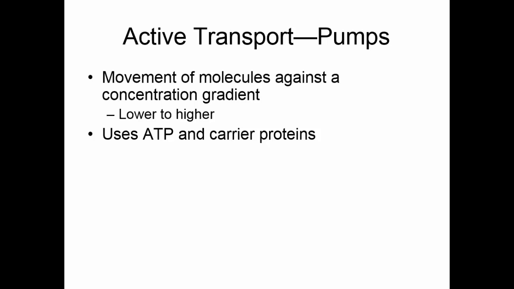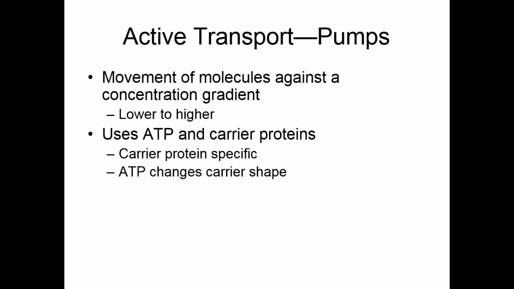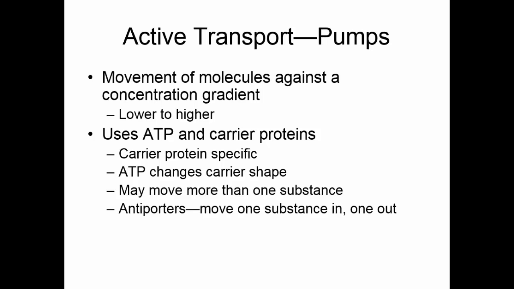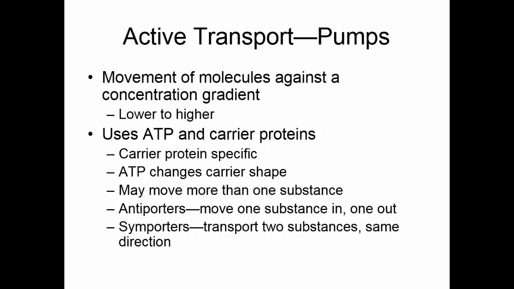If we're going to spend energy, we want to make sure we get the molecule we want. So this carrier protein makes sure we specifically get the required molecule. ATP is used to change the carrier shape. These protein carriers may move more than one substance at a time. Some are called antiporters. They move one substance in one direction and one substance in the other direction. Symporters can transport two substances simultaneously in the same direction.